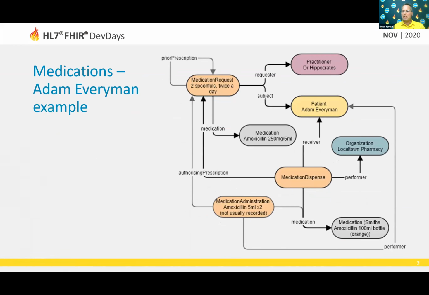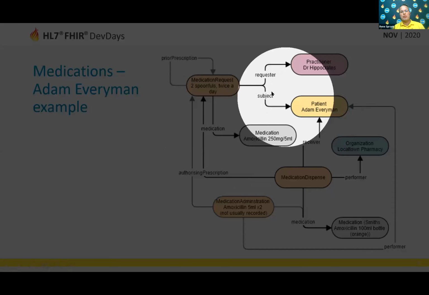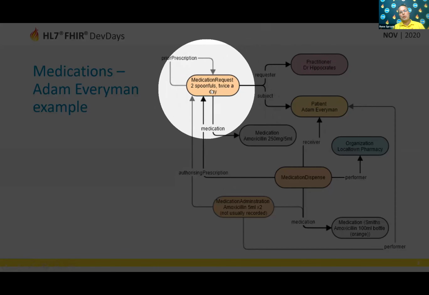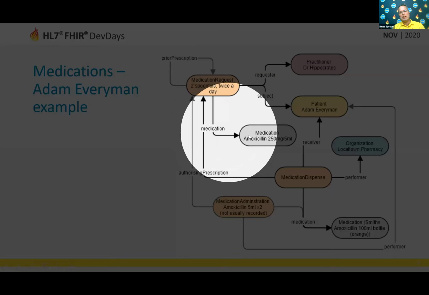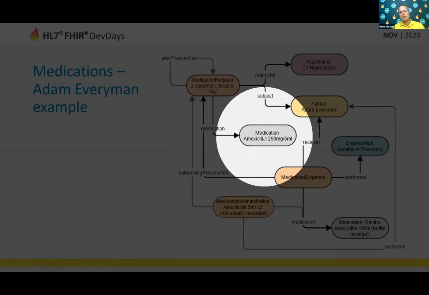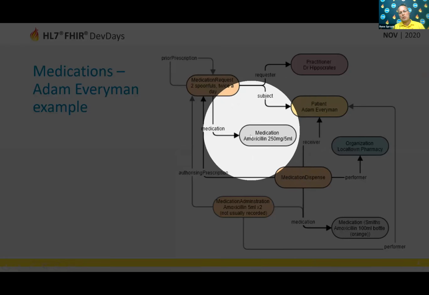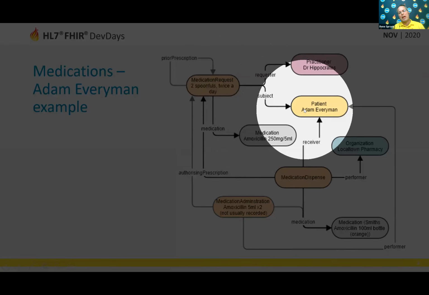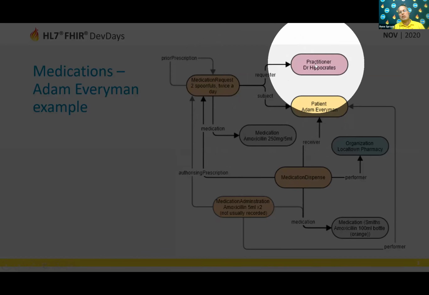But first, let's look at an example. So here we have Adam Everyman, a patient. And Adam Everyman has been prescribed a drug, medication request, so that's the FHIR resource used for a prescription, for two spoonfuls twice a day, and the prescribed medication is this one, amoxicillin 250 milligrams per 5 milliliters. Now, as you can see, this is the medication resource, but it identifies a generic product. There is no brand name in there, etc.